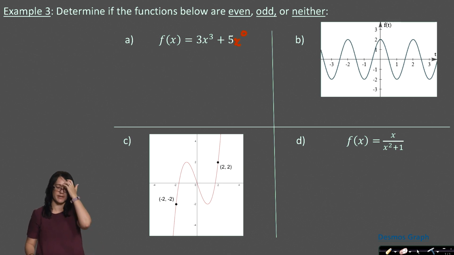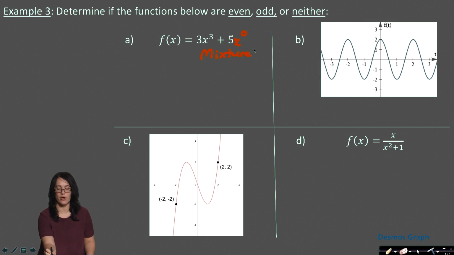So taking a look here, 0 is divisible by 2, because 0 divided by 2 is still 0, okay? That means that in this case, we have a mixture again. So if we had a mixture of even and odds, then we know this is neither, isn't it? Neither even nor odd. Now that's the shortcut by simply looking at the powers because this was a polynomial.